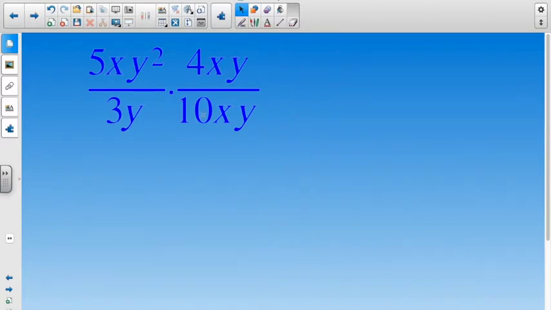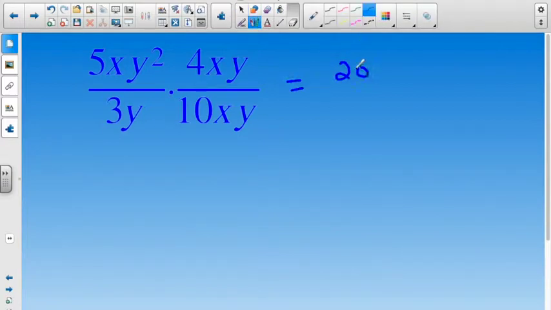So let's do this. We're going to multiply 5xy squared over 3y times 4xy over 10xy. All right. Now, this is all multiplication. I could multiply this out, all right? So this would become 20 x times x is x squared, y to the third, over 3 times 10 is 30, x, y to the second.